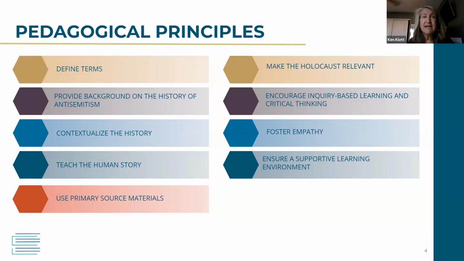And if you've read Elie Wiesel's Night, he definitely explains that. And then there are the killing centers, of which there were 6 in Poland, and those were like Birkenau, which was part of Auschwitz. So we want to be really clear when we're using our terms and make sure that the students know what we're talking about. We also want to provide that background on the history of anti-Semitism. We are actually going to do a little bit of that in this session. We want to contextualize the history.